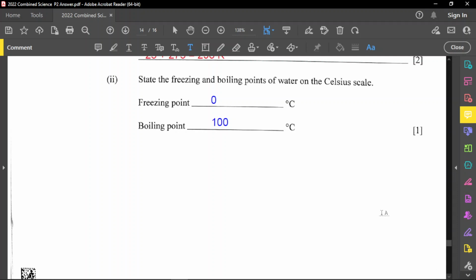All right, and so part 2 is to state the freezing and boiling point of water on the Celsius scale. And the freezing point for water is 0 degrees Celsius, and the boiling point is 100 degrees Celsius. And that's for pure water.